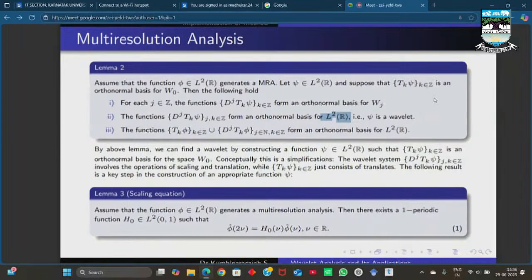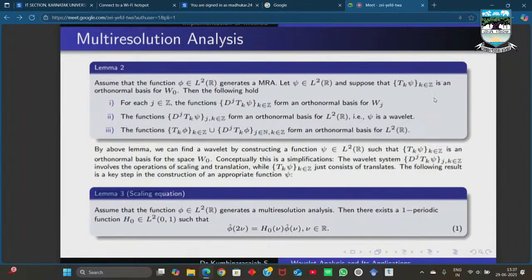And the third one says this is an orthonormal basis for your V0, and this, apart from your V0, again forms an orthonormal basis, as usual from the previous definitions. This is one of the ways we can create the orthonormal basis for your wavelet function. And here is another way. Let's see lemma 3. If any function satisfies the scaling equation, that function will become a scaling function. That's what lemma 3 says. Assume that the function phi is in the Hilbert space and generates the multi-resolution analysis.